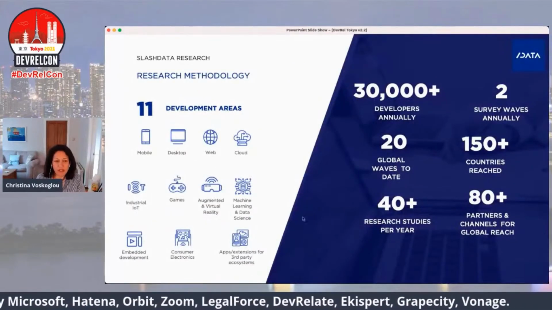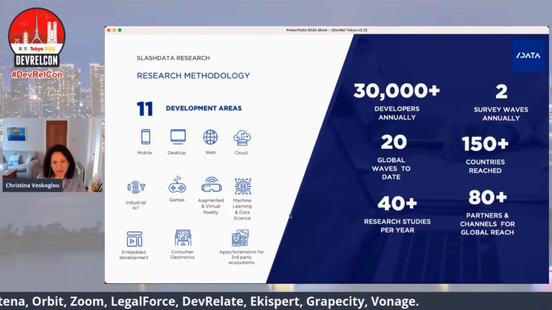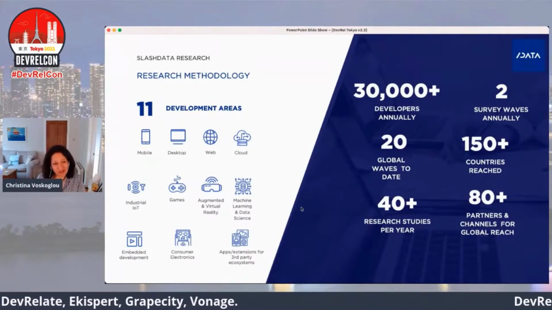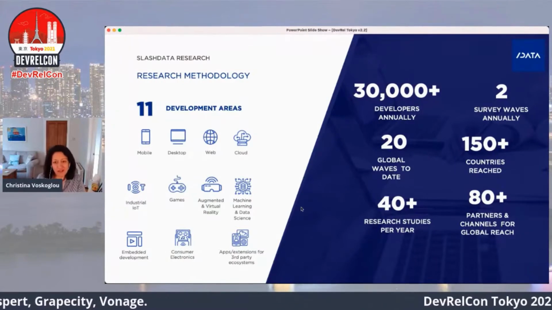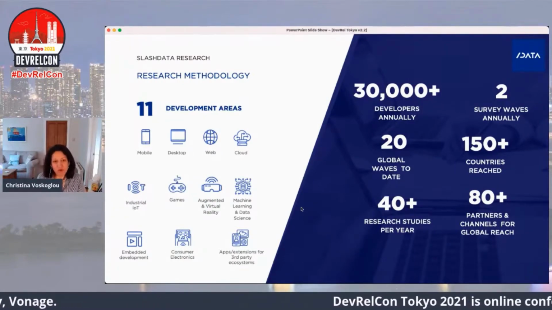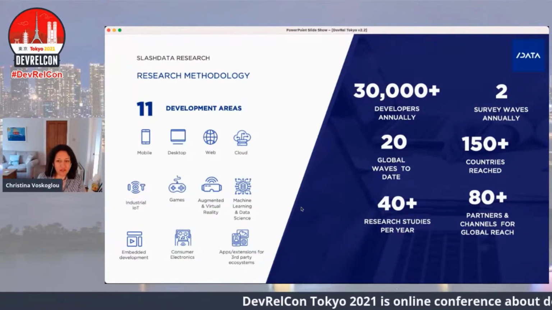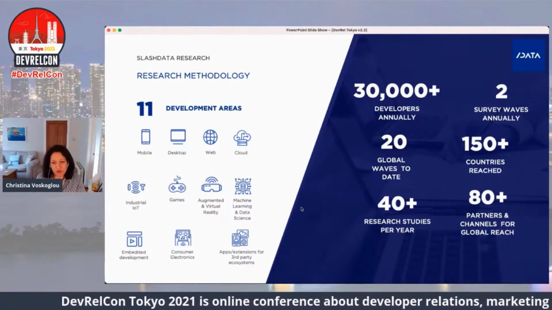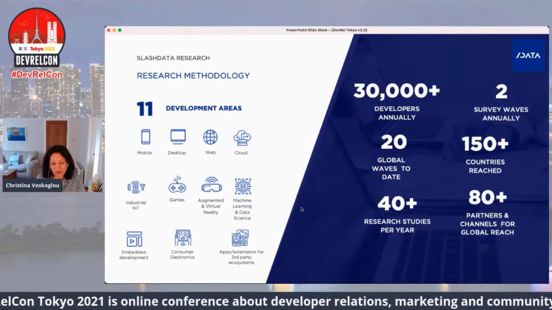We do that by running 2 surveys annually. We've done that 20 times already. Currently, the 21st is live, is running. We reach developers from more than 150 countries across this world, and we do so using a very wide network of partners and channels, more than 80 every time.